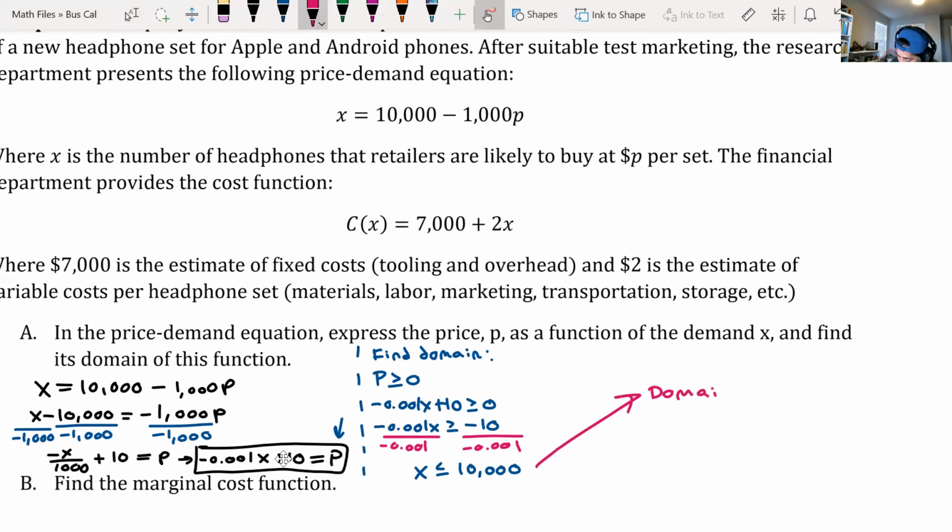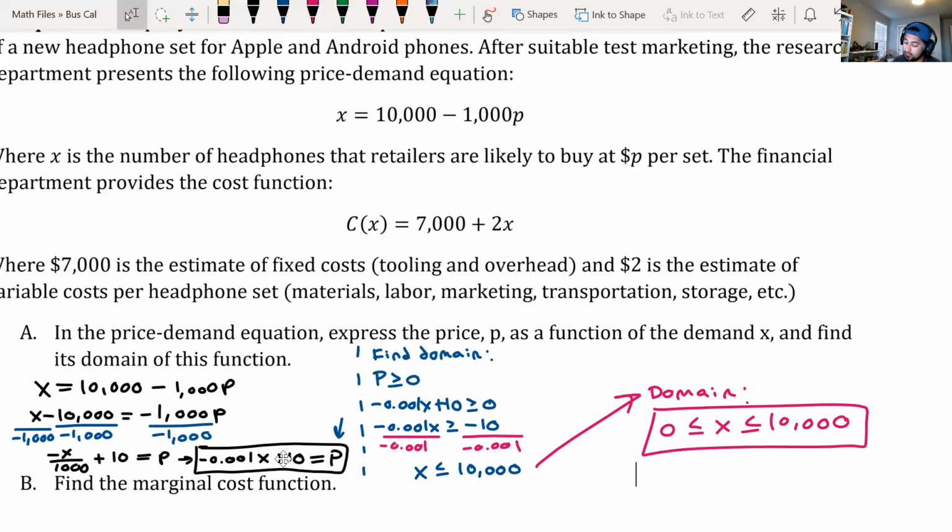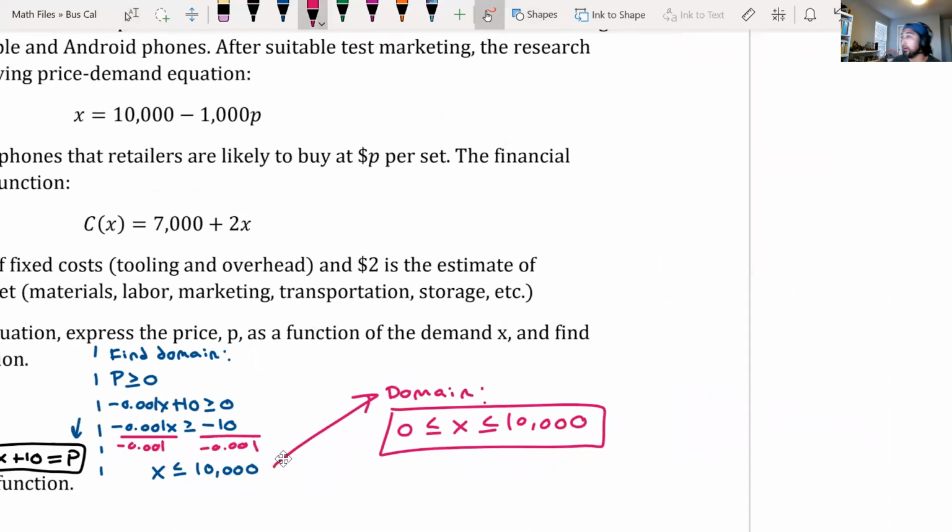is going to be from 0 headphones all the way to 10,000. So in order to be a profitable company, we have to keep the amount of headphones we produce between 0 and 10,000 sets. So does that mean that if we get all the way up to 10,000, we will be most profitable? Not to say that, because you'll see it later in this problem. But like I said, there's a bunch of factors that could be going on, but these are just plain old business problems, right?